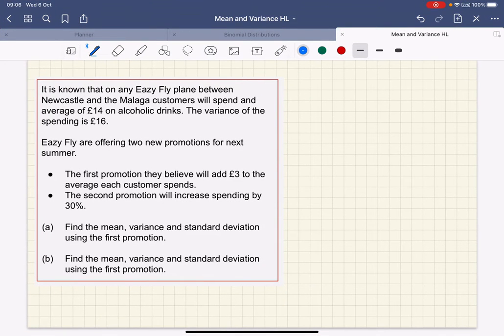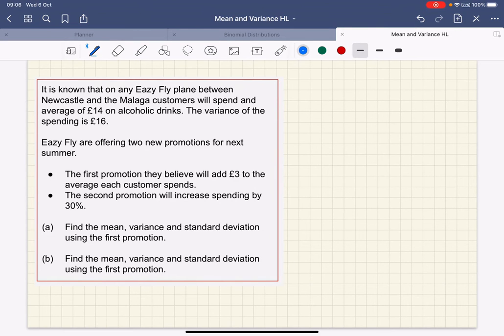So this is the second part in using mean and variance formula, and this is when I add or multiply numbers to the mean and the variance or standard deviation. So I'll give you a minute if you want to pause the video and have a look at this question. I'll do the answers. So the first part is pretty straightforward.